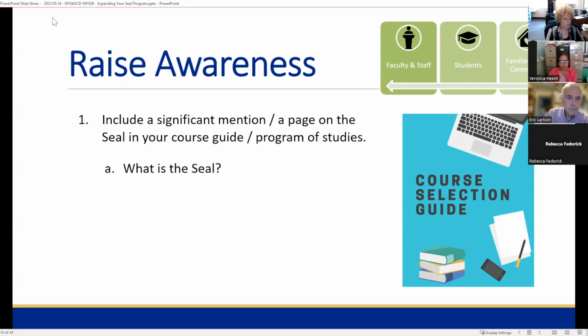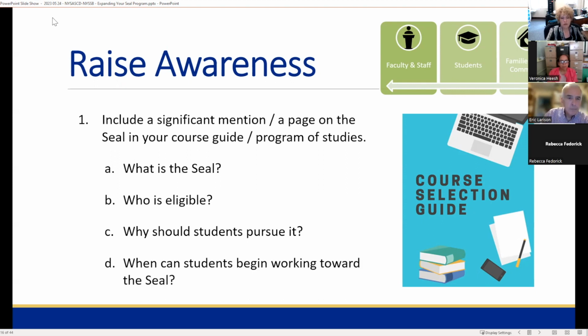You might want to include what the seal is, who is eligible for the seal, and why students should pursue it. You also might want to include something that talks about when students can begin working towards the seal, which is any time during their high school career. This makes the project a little bit more doable because it spreads it out over a longer time period.